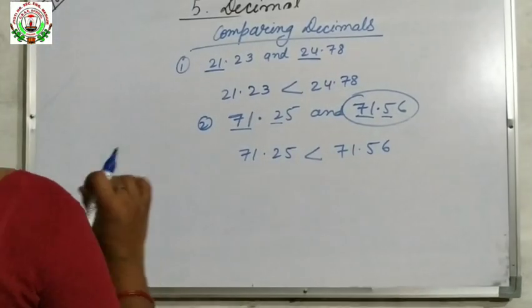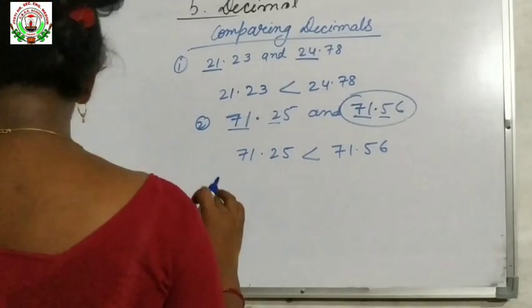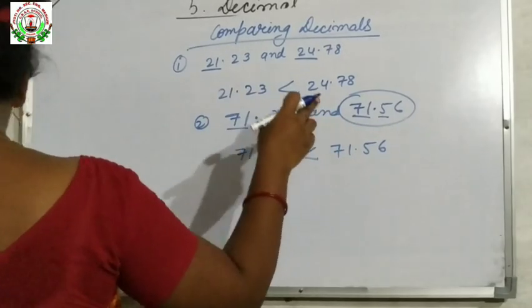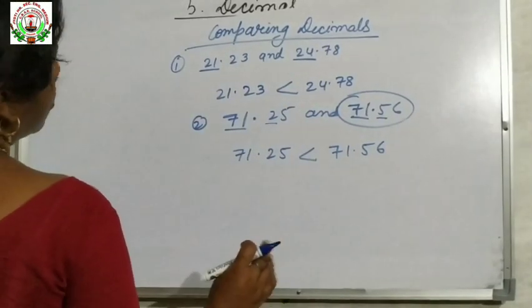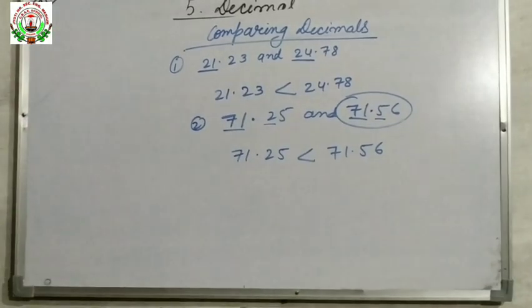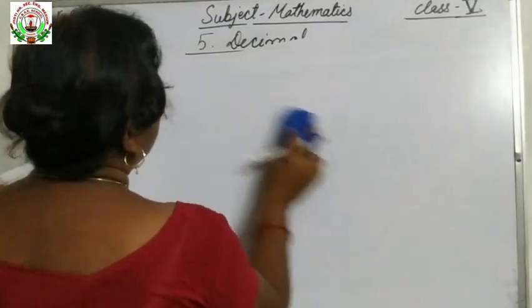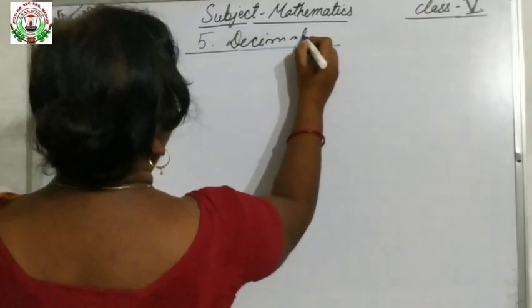That means if the whole number parts are equal, then we will compare the extreme left digit of the decimal part. If they are equal, then we compare the next digit and so on. Understood? Now let us start our exercise 5.2.